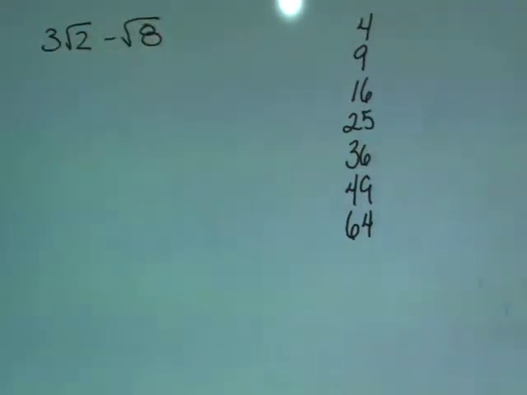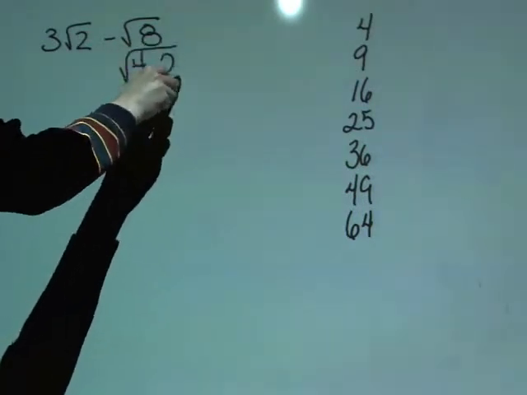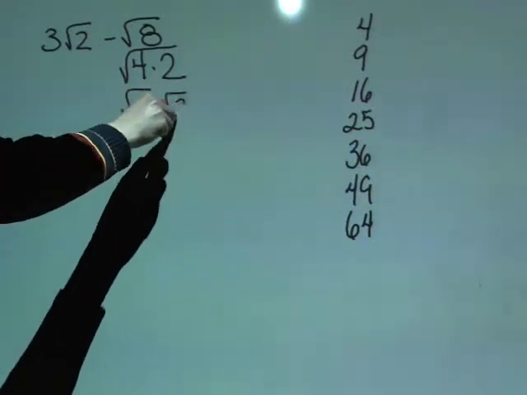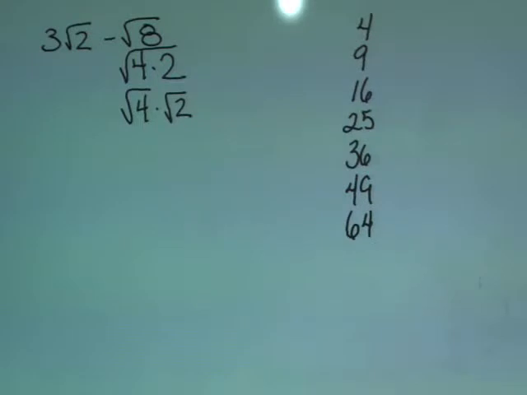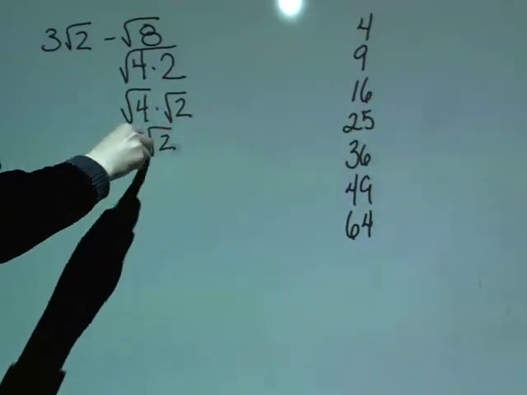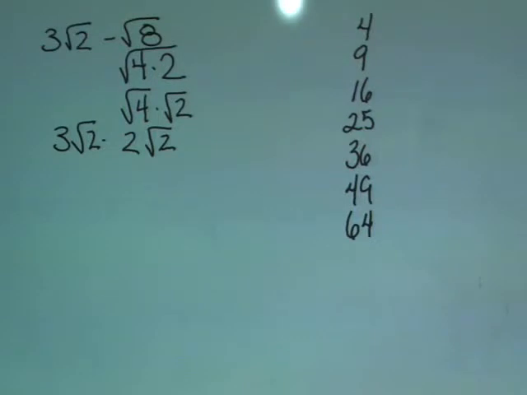Well, let's look at what we've got over here. Square root of 8. That's the same as 4 times 2. Well, if we separate that into 2 separate pieces, square root of 4 is something we can change. The square root of 4 is equal to 2. So that's going to actually change out to be 2 root 2's. And all of a sudden now we have a problem that actually simplifies.